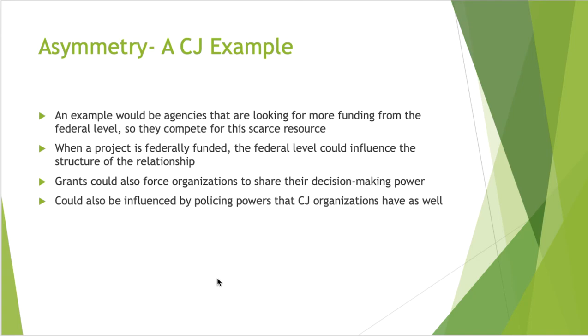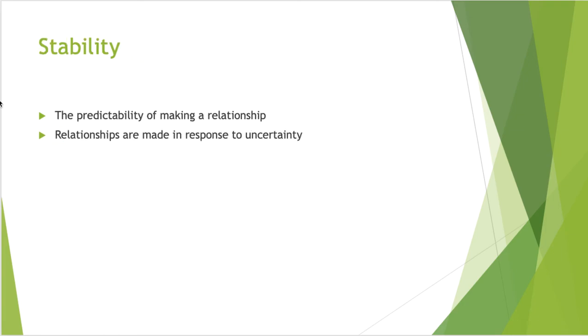So if there's funding involved, it could influence policing and who can police with the funding power. So that's an example, if you think about funding, and an agency goes in and tries to get funding, but then they're stuck with the government trying to make decisions and hold power over them because they took money from them. So that's a good example of asymmetry, at least in a criminal justice related context.